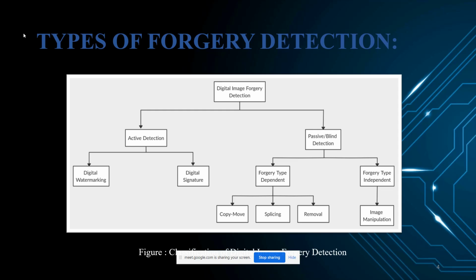And the passive detection is further divided into two types, that is forgery type dependent and forgery type independent. Forgery type dependent methods are designed to detect only certain types of forgeries such as copy move, splicing and removal. Next, forgery type independent methods detect forgery in image manipulation. And here Gautami is going to explain about the objectives.